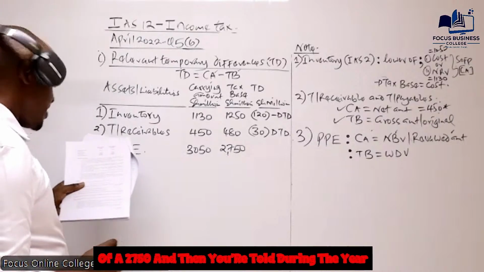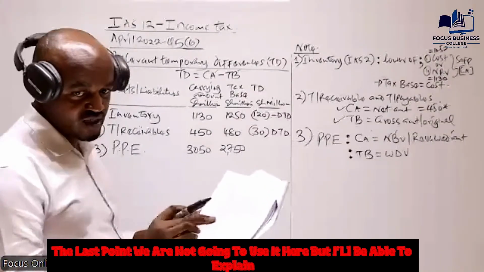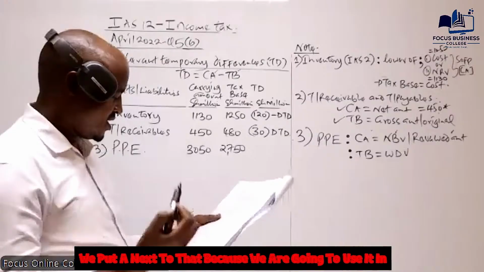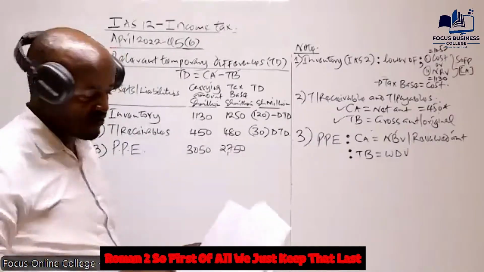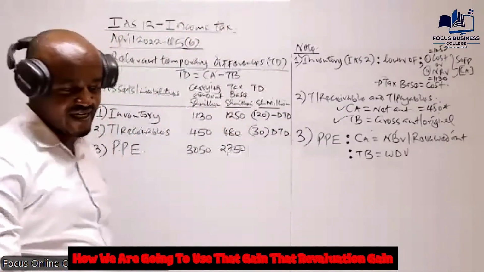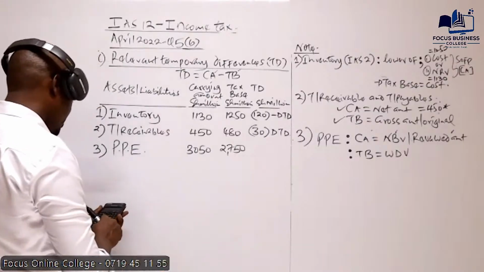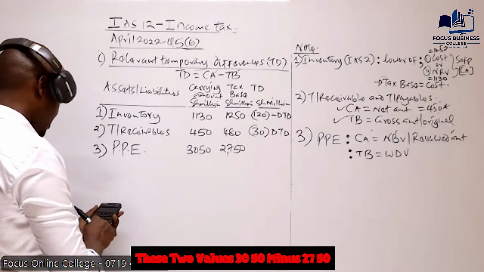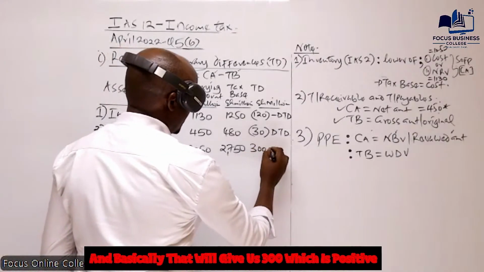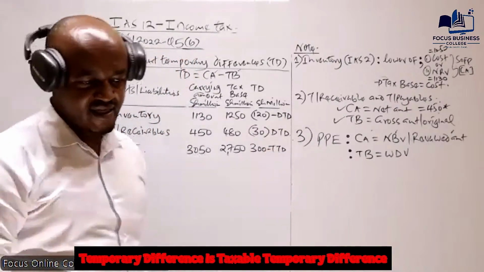And then you're told during the year, I'll be able to explain the last point. We are not going to use it here, but I'll be able to explain that last point. First of all, we put an X to that because we are going to use it in answering Roman 2. So first of all, we just keep that last paragraph, but I'll be able to explain how we are going to use that gain, that revaluation gain. But in our case, what we need is these two values, 3050 minus 2750. Basically that will give us 300, which is positive, and this is a taxable temporary difference.